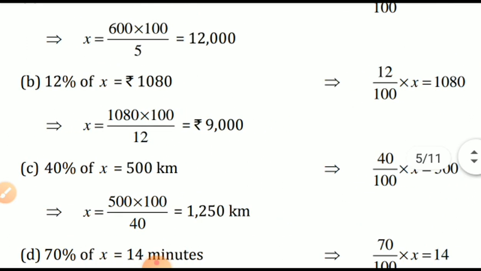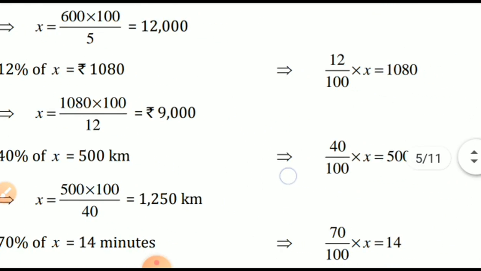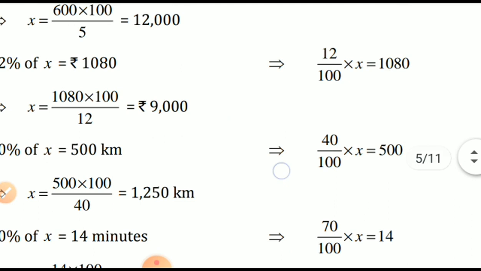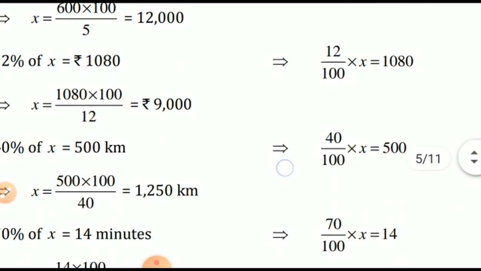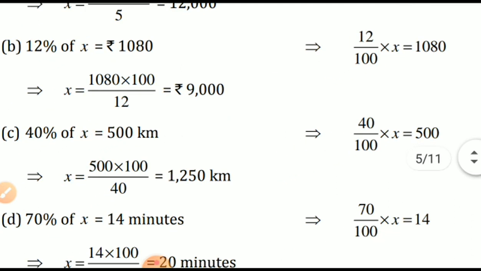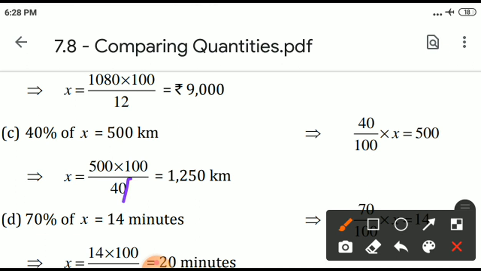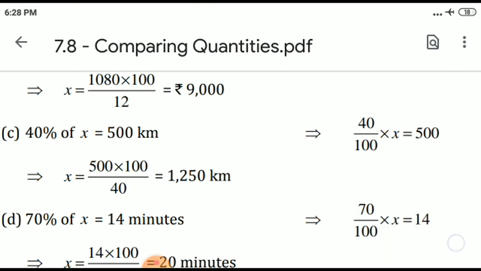40 percent of x is 500 kilometers. So 40 upon 100 of x means x is equal to 500. So x is equal to 500 multiplied by 100 divided by 40, which will simplify like this way, 5 and this one. Okay, 1 zero cut. Now 4 and 25. So 25 into 50 will give you 25 5s are 125, and one more zero will give you 1250.